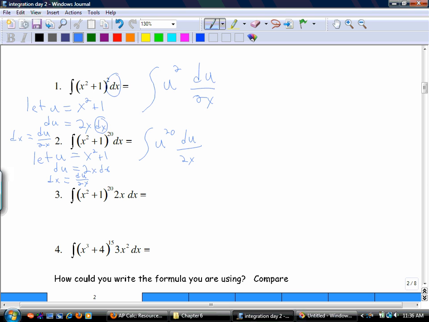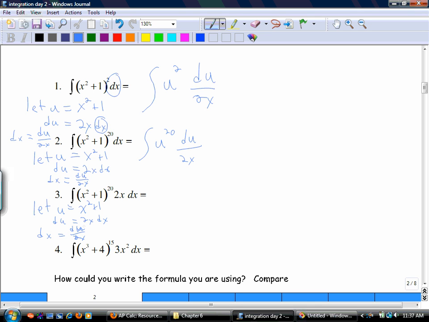Now, this next example will illustrate exactly why we were doing this, because people don't seem to understand what the heck is going on here. I'm going to do the same thing. Every time you do these, you have to put let u equals, and you have to find du. So I let u equal x squared plus 1, which means du is equal to 2x dx, which means dx is equal to du over 2x.